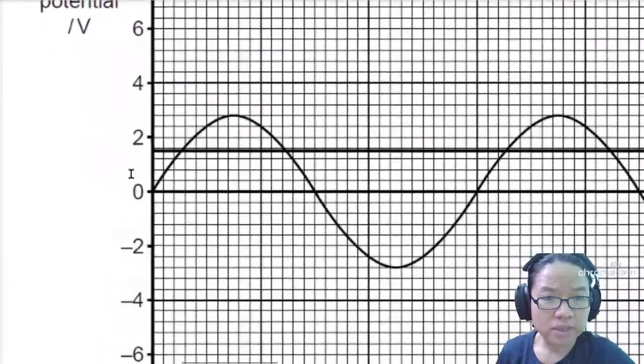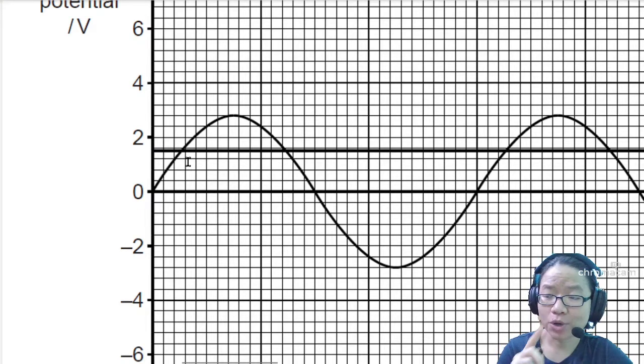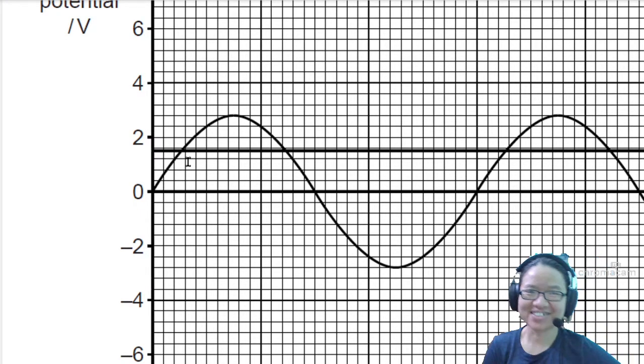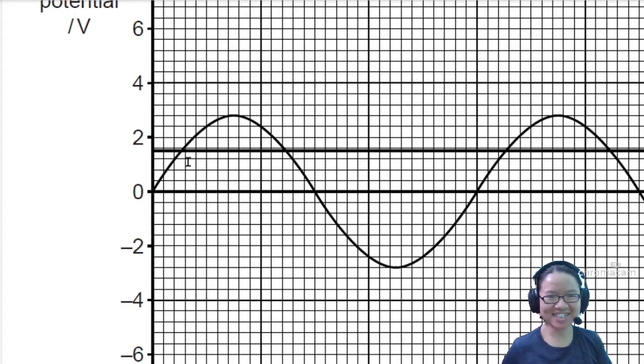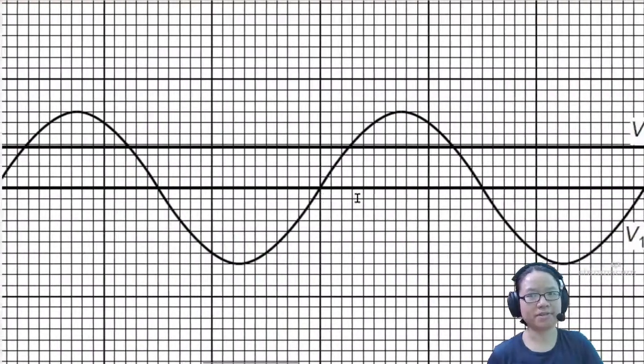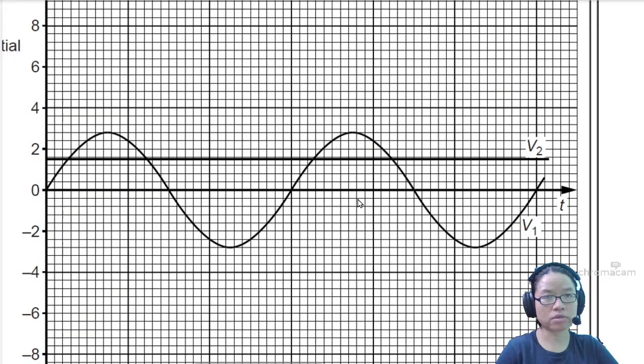You are thinking, Miss, oh, they can draw like that? The question paper can draw, you cannot, because you are a student. You are actually plotting the graph. They probably plotted this on the computer. So this is 1.5, just gotta trust. So this V2 is set at 1.5 volt.